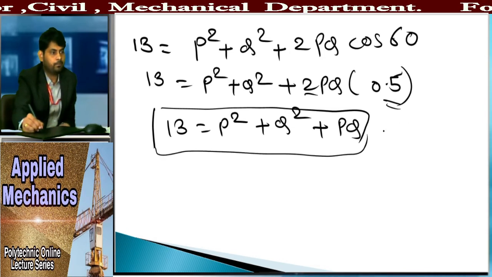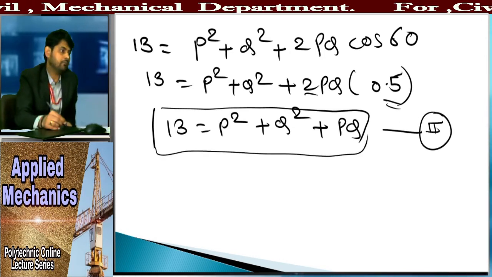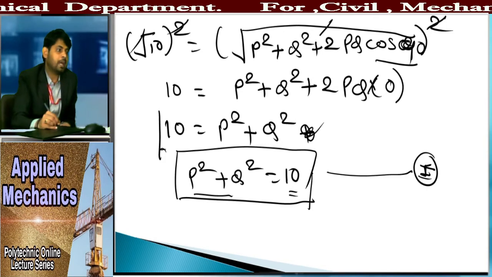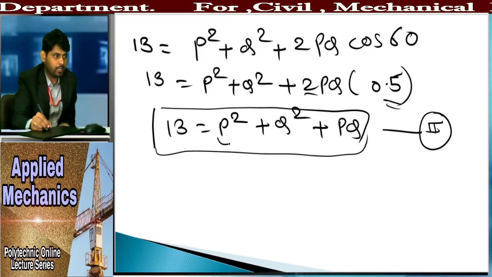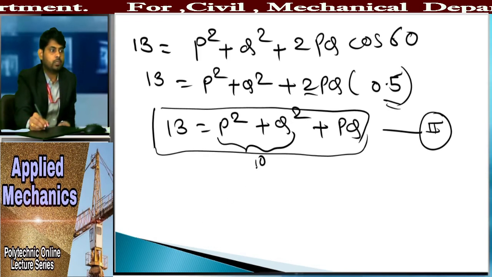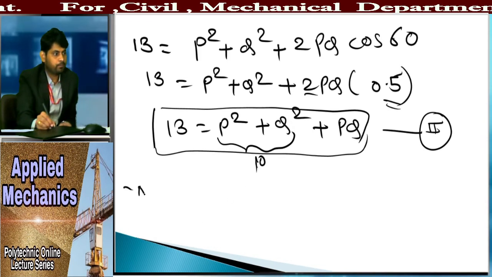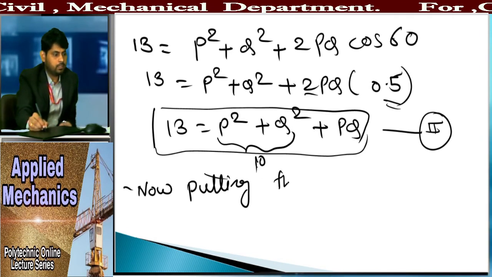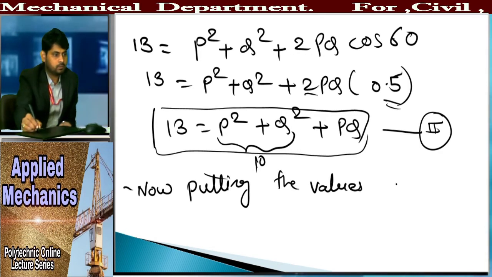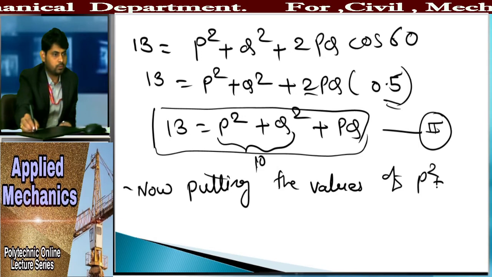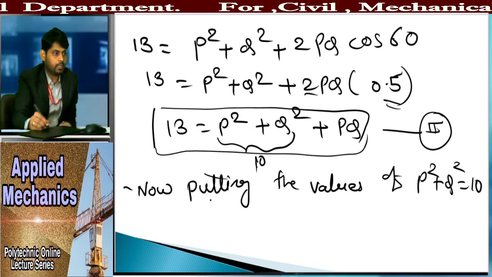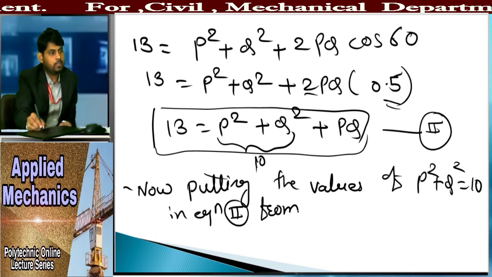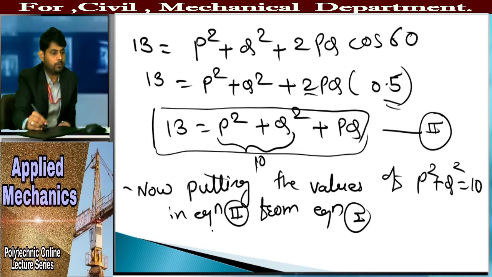So now see here, in the first equation we have seen the value of p square plus q square is nothing but 10. So that value we can put here. The value of p square plus q square is 10. So now putting the value of p square plus q square is equal to 10 in equation 2 from equation 1. We have taken that value from equation 1.